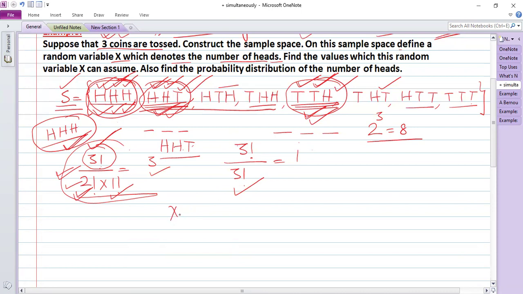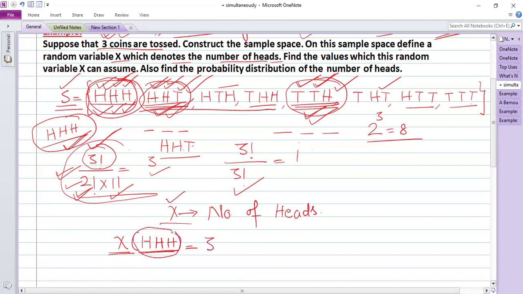So x here is the number of heads. Now, this x is assigning a number to each element of the sample space. Meaning, what is the value of x at this outcome? Actually, this is 3. Why? Because for this outcome, 3 heads are there. And the value of x at head, head, tail? It is 2. Why? Because in this outcome, there are 2 heads.